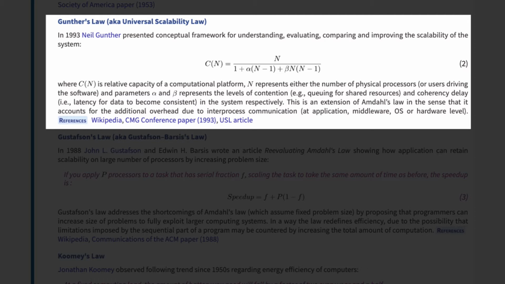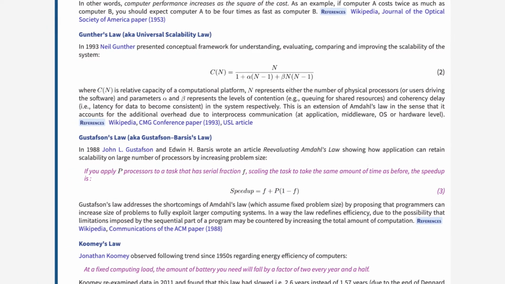He stated the relative capacity C(N) is equal to N, which is the number of physical processors, divided by 1 plus alpha multiplied by (N minus 1) plus beta multiplied by N multiplied by (N minus 1). Here, alpha is the level of contention in the system, and the parameter beta is the coherency delay in the system.